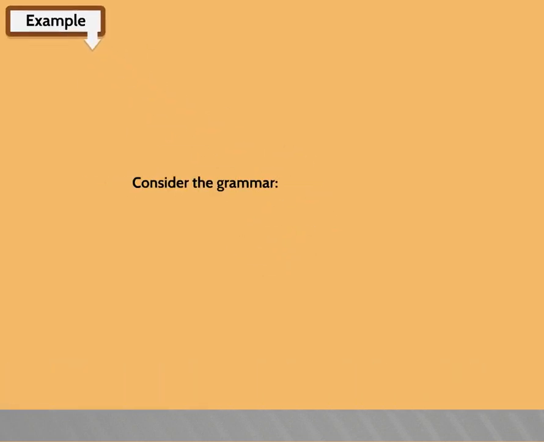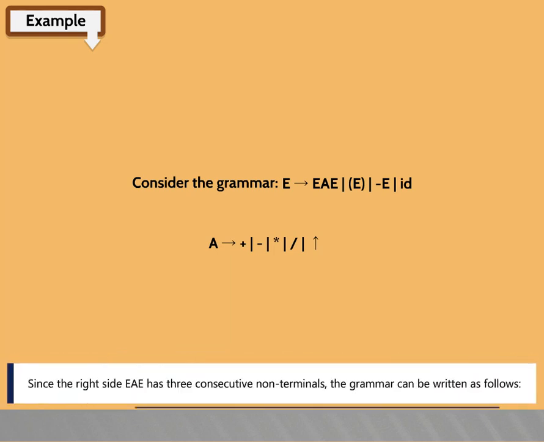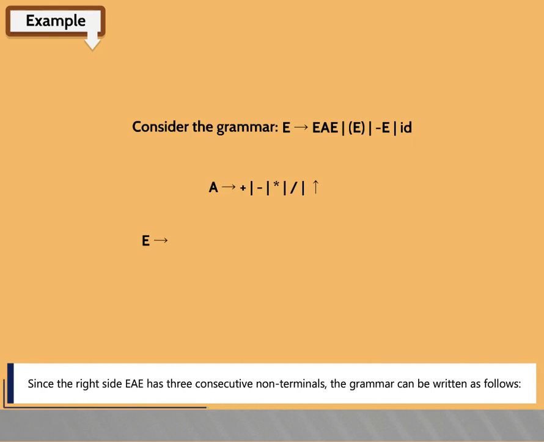Example: consider the grammar E provides EAE | E minus E | id. A provides plus | modulus | minus | into | slash | higher precedence. Since the right side EAE has three consecutive non-terminals, the grammar can be written as follows: E provides E plus E | E minus E | E into E | E slash E | E high precedence E | minus E | id.